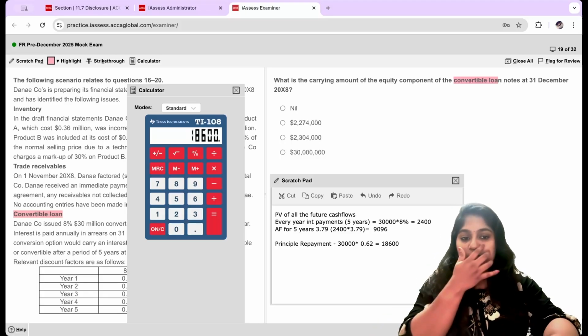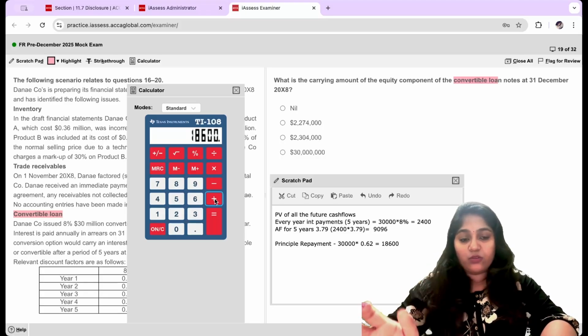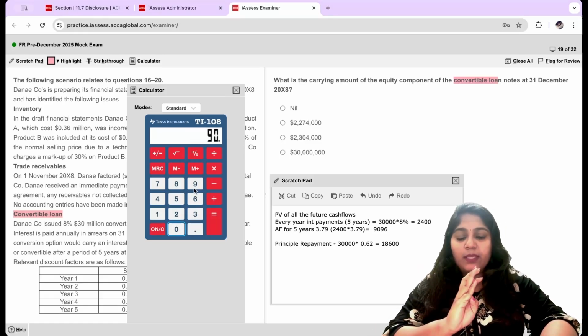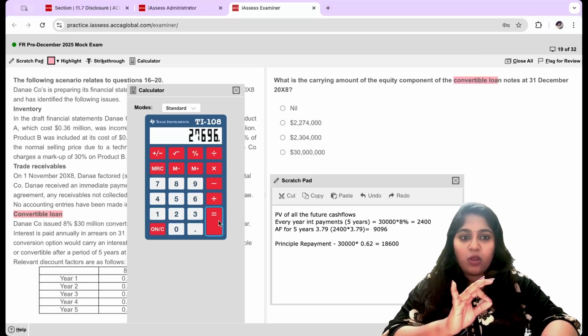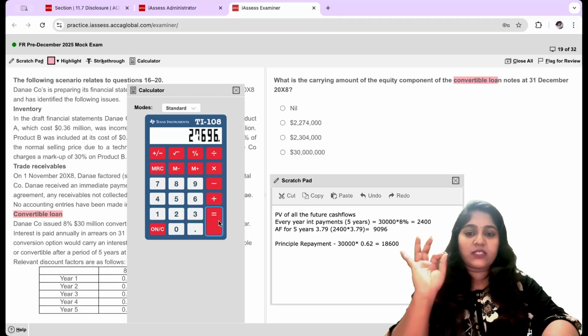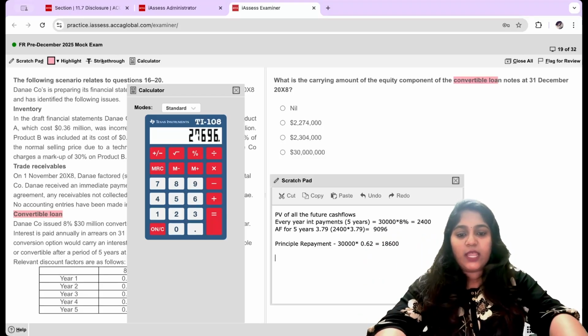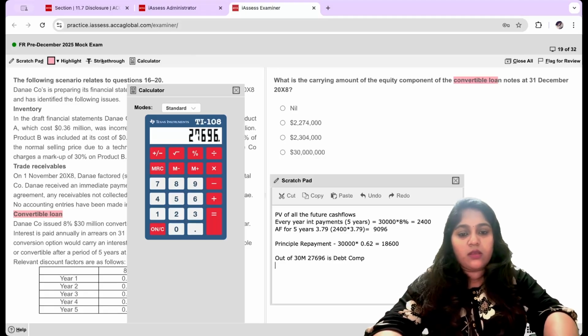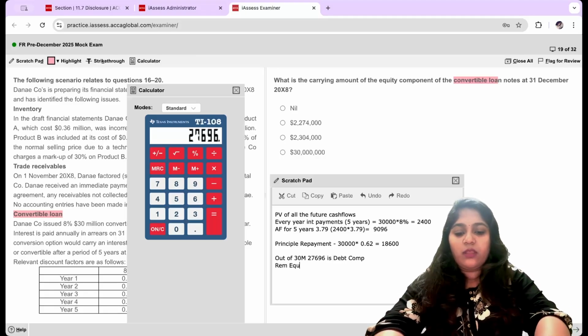18.6 million, 18,600,000. Now, if I add both of that, my interest cash flows have a present value of 9,096,000 and my principal repayment has a present value of 18,600,000. That makes my debt component how much? My debt component is 27,696,000. Now calculate, out of 30 million, 27,696,000 is the debt component. The remaining will be the equity component.